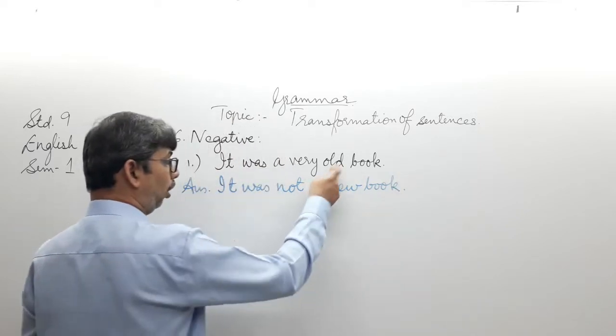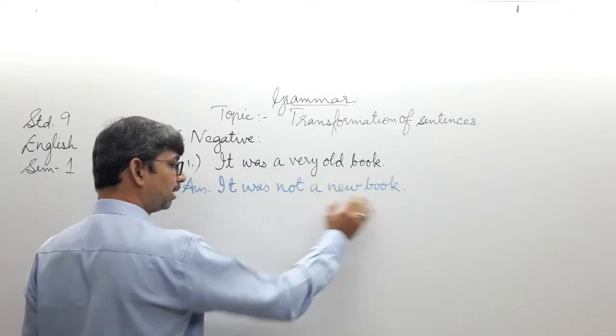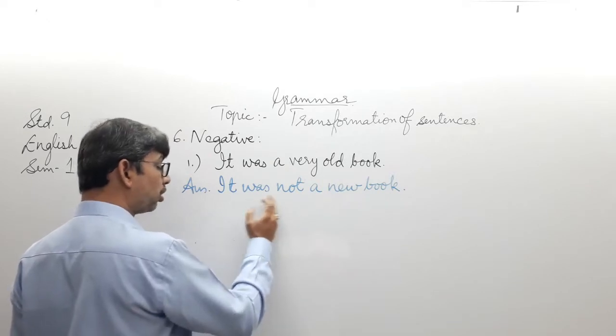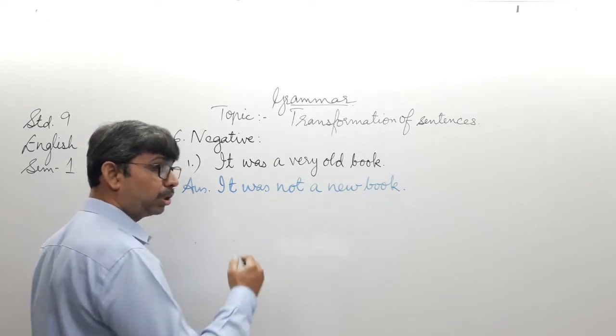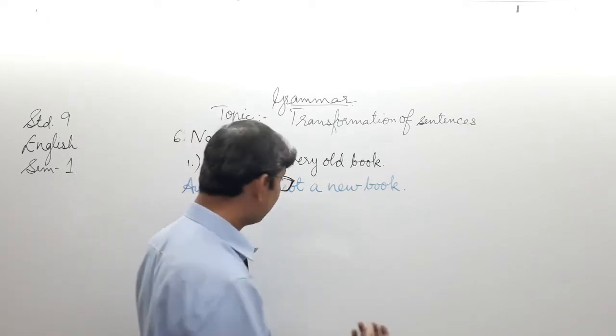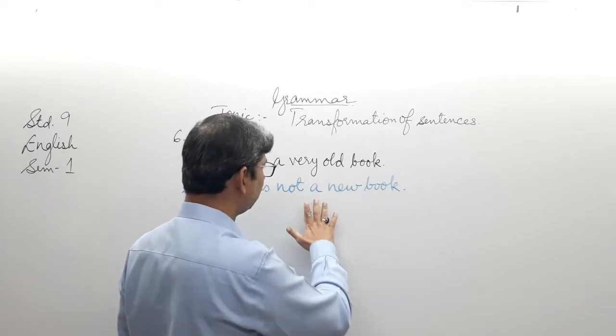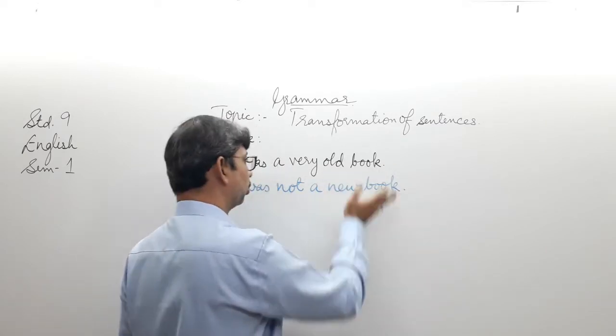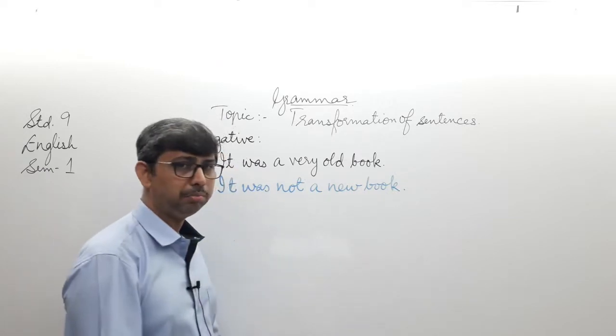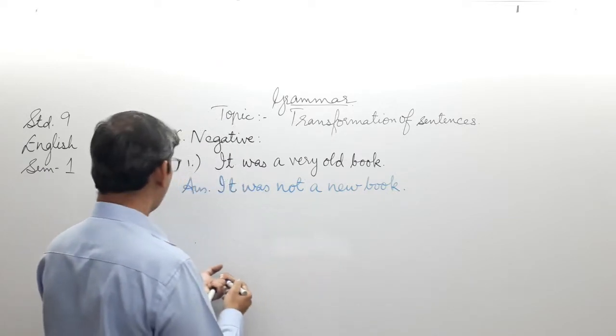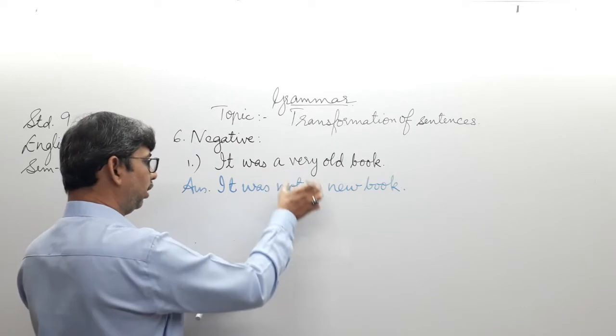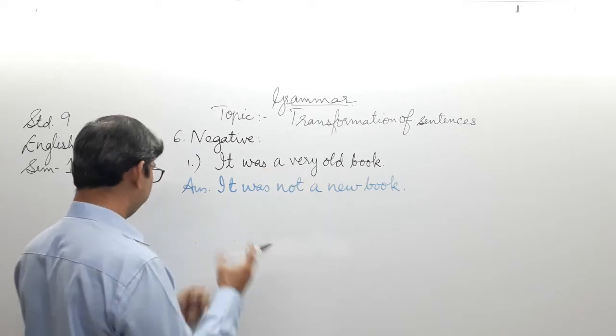See, the word old has now changed to new, but the meaning has remained the same. It was not. So we are denying, we are using a negative word over here, not. It was not, but what? It was not a new book. So the meaning is same, it was a very old book. Well, this is how we write a given affirmative into negative without changing its meaning.